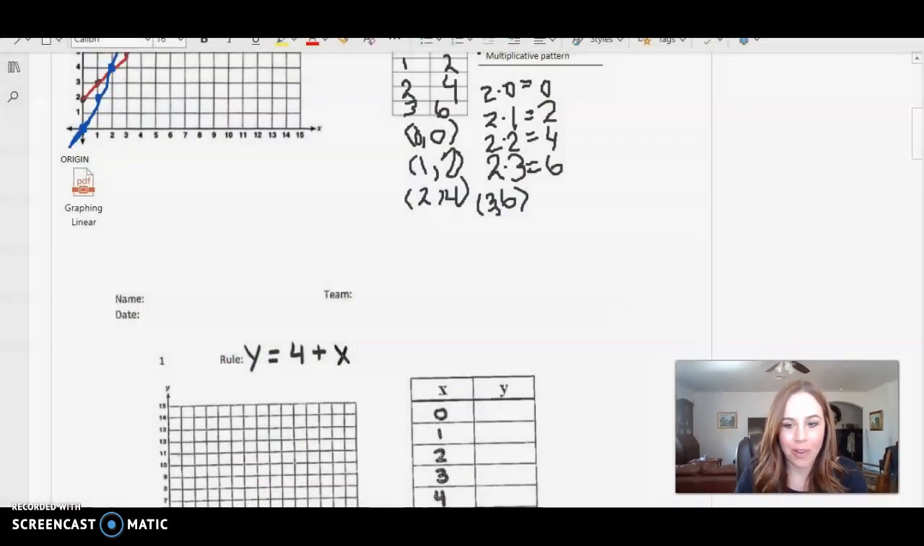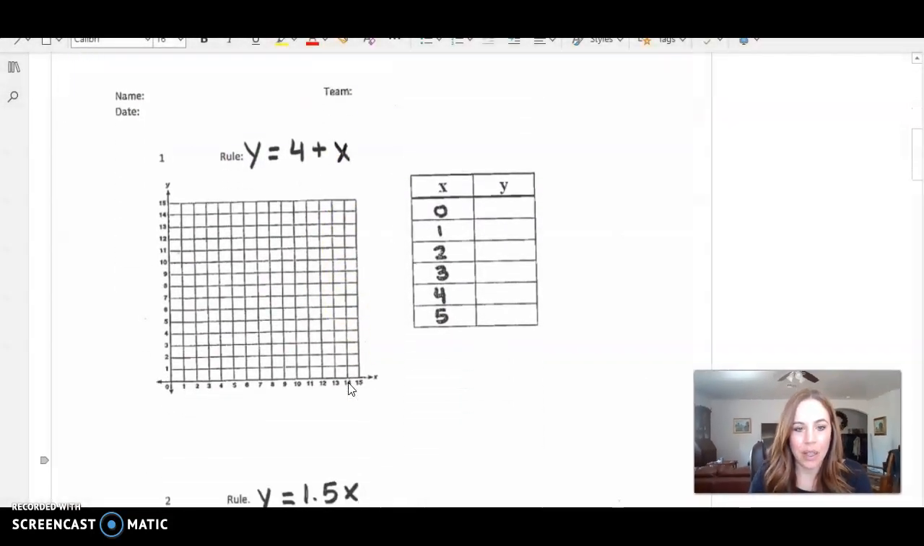Okay, let's do two examples together before I let you do some on your own. Here's our rule. Y equals 4 plus x. And as you can see, I've given you some x values. And then we have our graph.